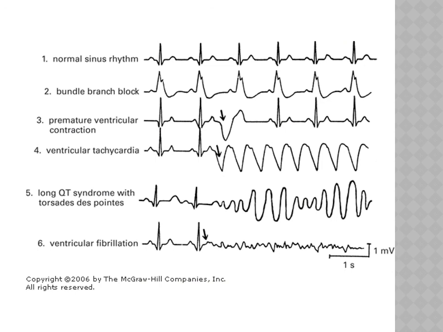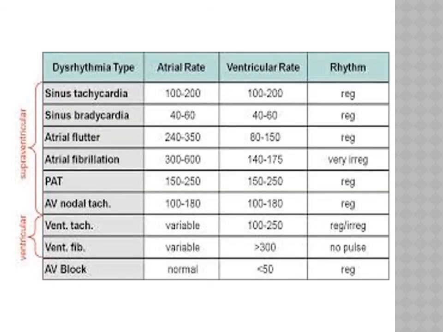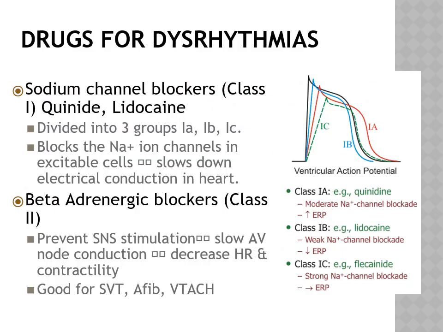This is another slide that shows the normal sinus rhythm up top, and then the other arrhythmias that can be occurring towards the bottom. And this is another slide to summarize the dysrhythmias and the atrial and ventricular rates as well as rhythm. But again, your focus would be how we are treating it from the medication standpoint.